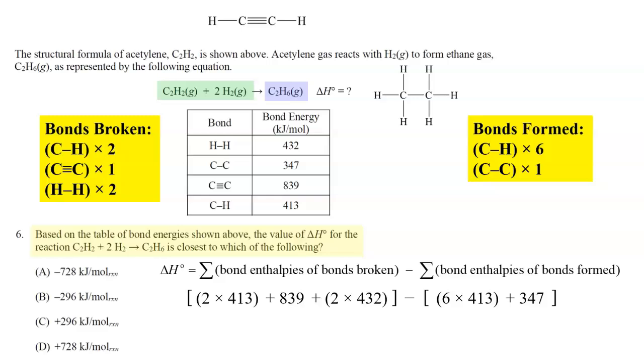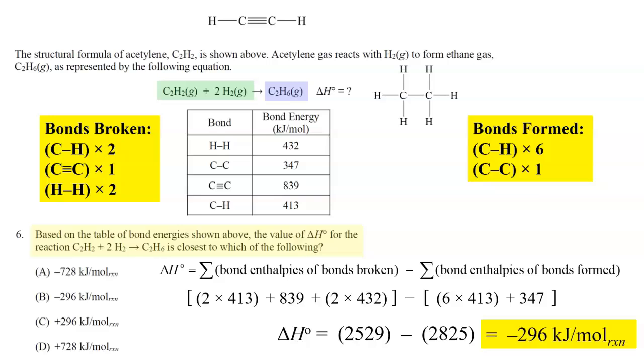So 2 times 413 plus 839 plus 2 times 432, and that's a total of 2,529, and then minus 6 times 413 plus 347, so that total of bond enthalpies of bonds formed is 2,825. So 2,529 minus 2,825 is our answer, and it works out to be negative 296, and the units for delta H are kilojoules per mole of reaction.